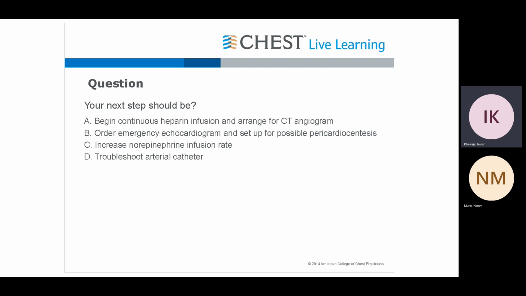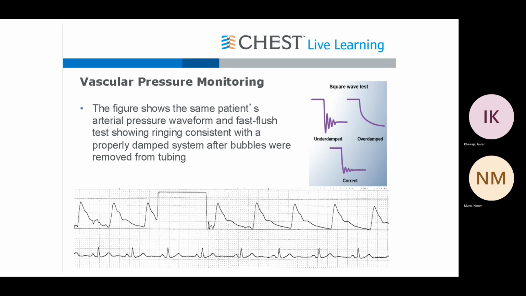You troubleshoot, and you do that with your flush test, or square rapid flush test. So this is what you do. That will be the normal, and this would be the underdamped, where you see excessive oscillation, and absent oscillation when the system is overdamped. Once you flush it and take care of the problem, you start seeing normal morphology of the waveform, and you see the oscillation here.